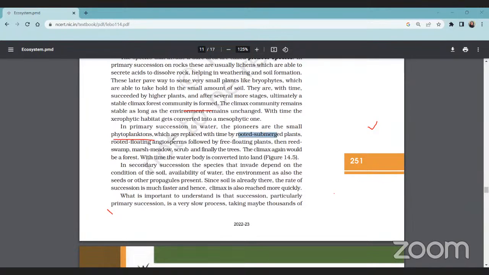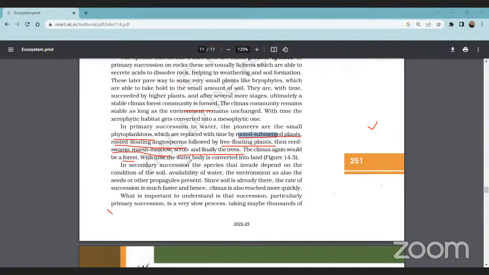First, the phytoplanktons are replaced by rooted submerged plants and rooted floating angiosperms. They are followed by free floating plants, like Pistia, that float in water. Then they are formed as a swamp, marsh, meadow, and scrub. And finally, the trees are formed. The climax again would be a forest. In the ending, it is formed as a forest.